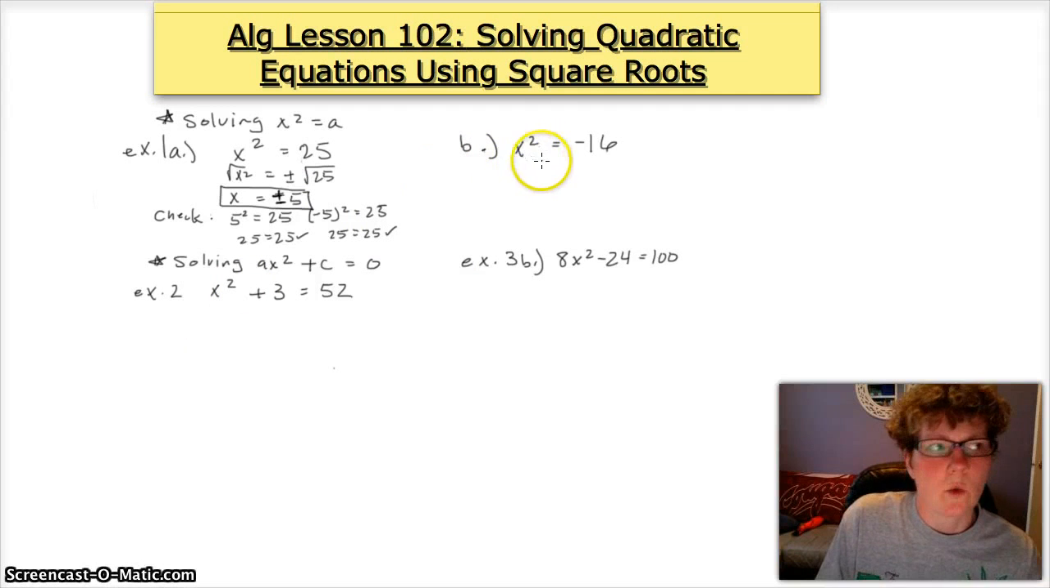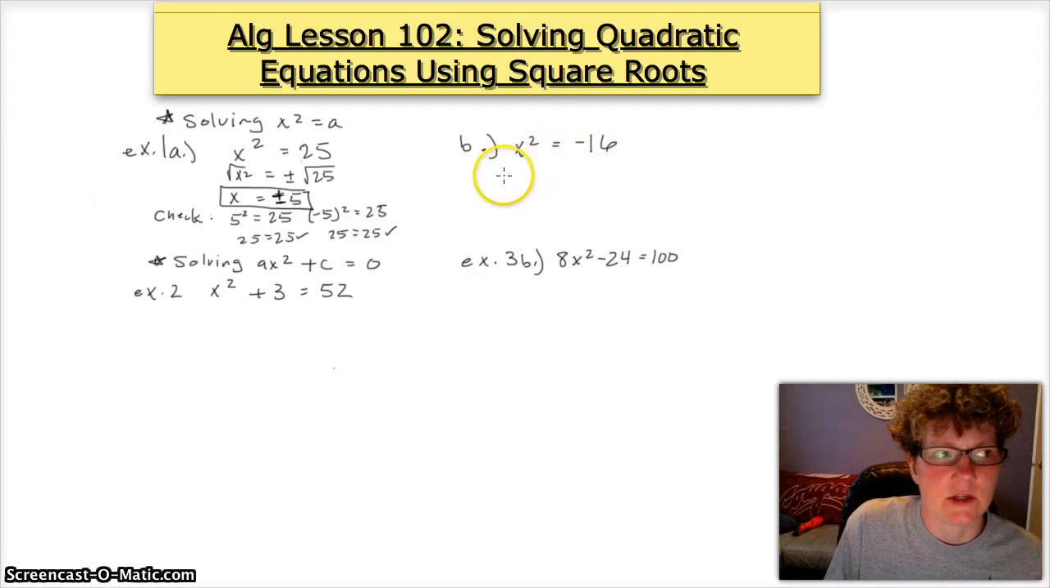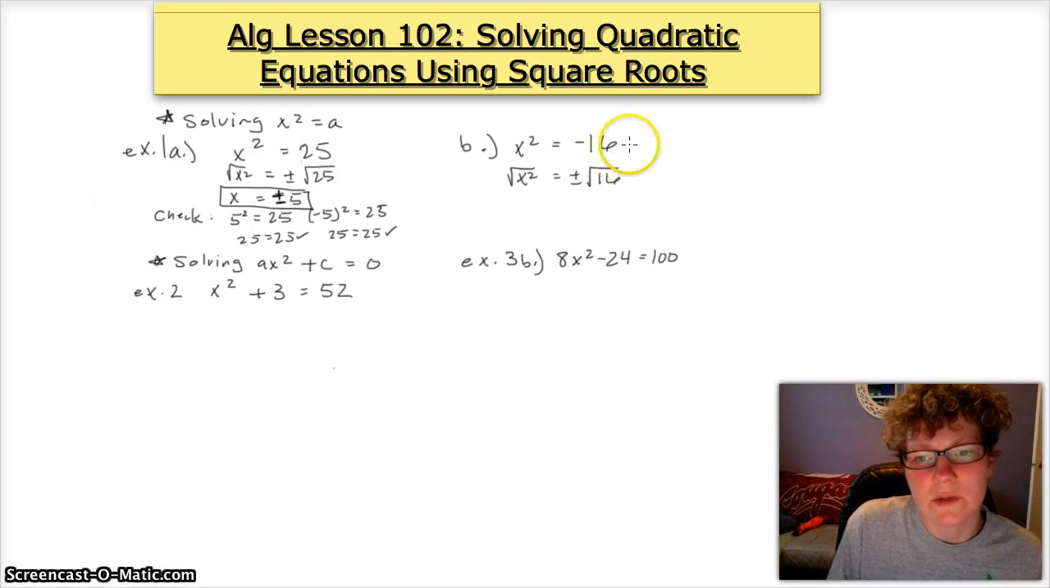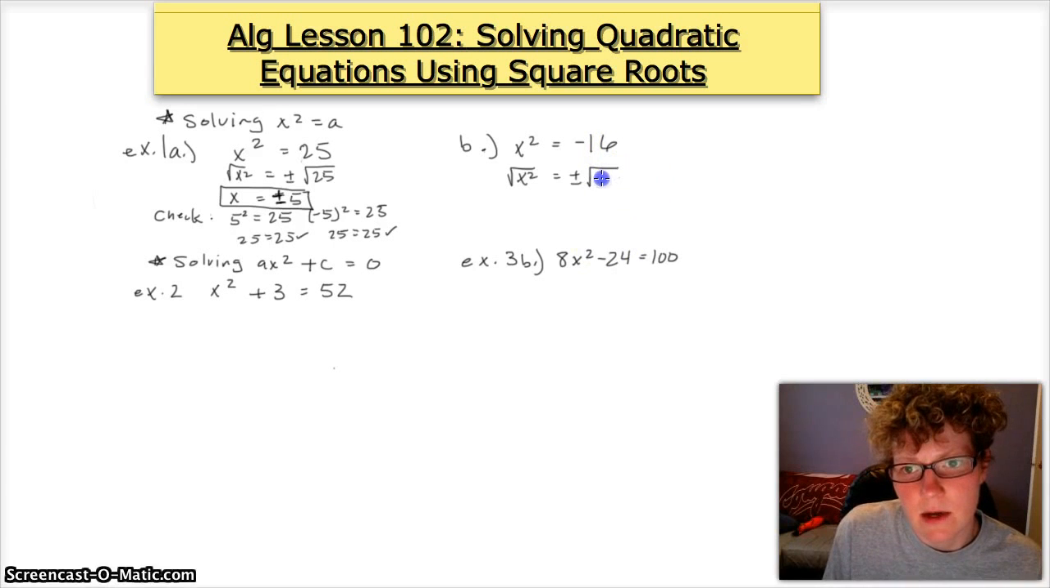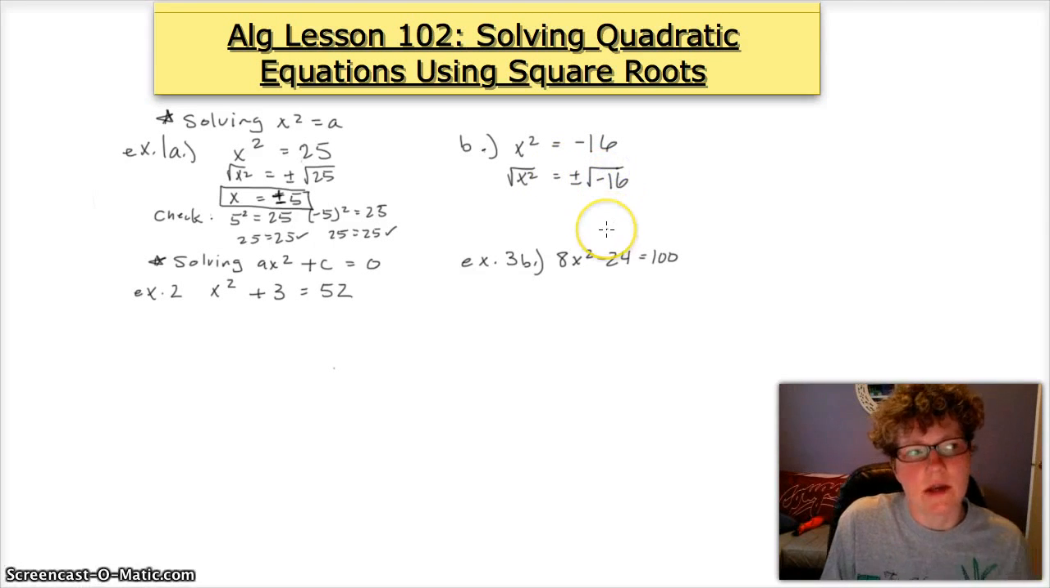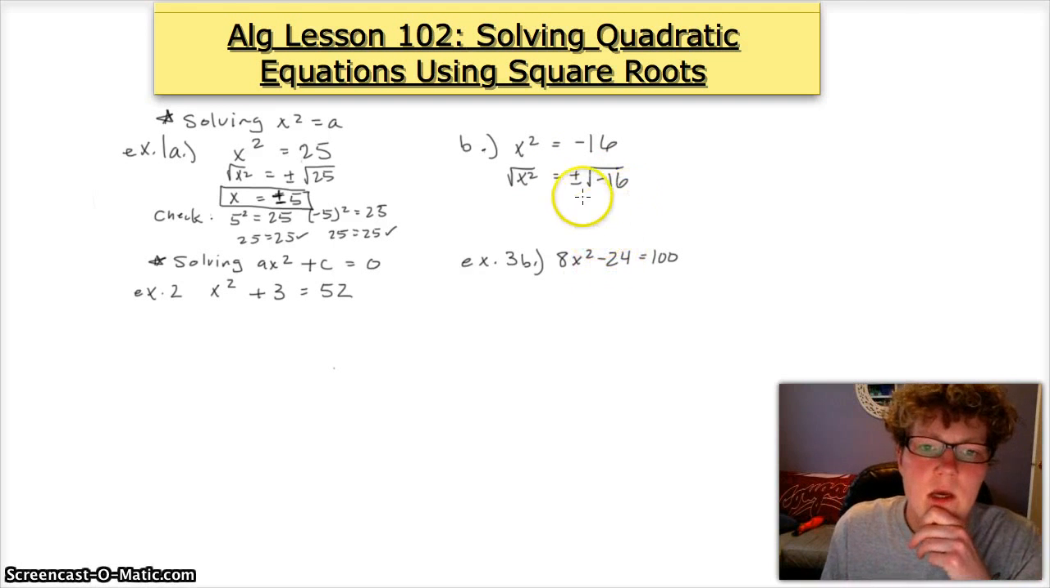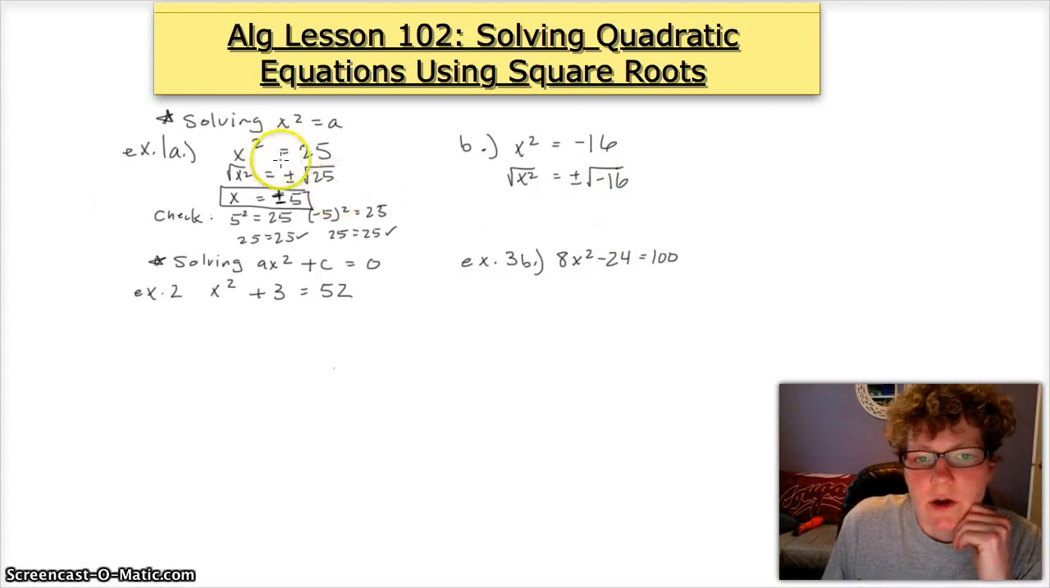Let's do 1b, which is over here. x squared equals negative 16. So what we want to do is take the square root of x squared and the plus or minus square root of, oops, negative 16. Now, here's the thing. Can you have a square root of a negative number? Over here I said, if you have a negative times a negative, that's a positive, and you can take the square root of that. But if you have a negative inside the square root symbol, you can never get a negative there.